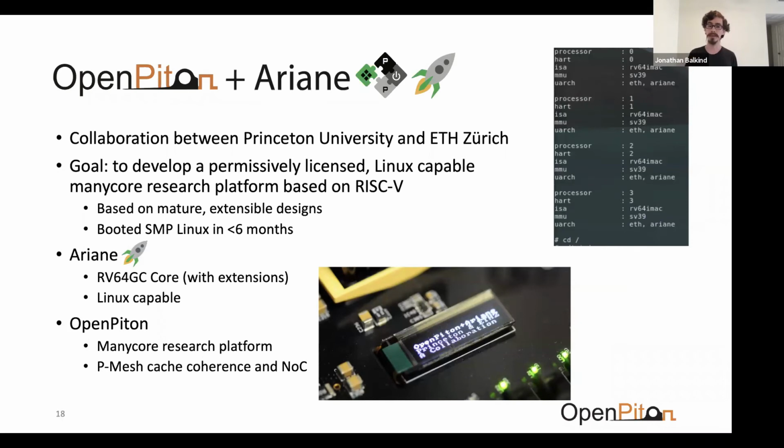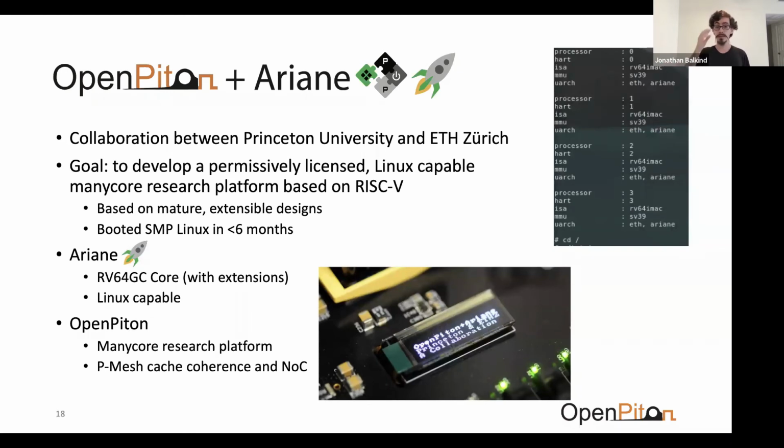And we wanted to connect together the Ariane core with PMesh, with OpenPiton, and build a new permissively licensed manycore research platform. Because we're bringing together maturing, sensible designs, you would hope that we would be able to do this very quickly. In general, that isn't an assumption we would have had before we started this project, right? These are complex systems. We're talking about cache coherence. We're talking about running a full OS.